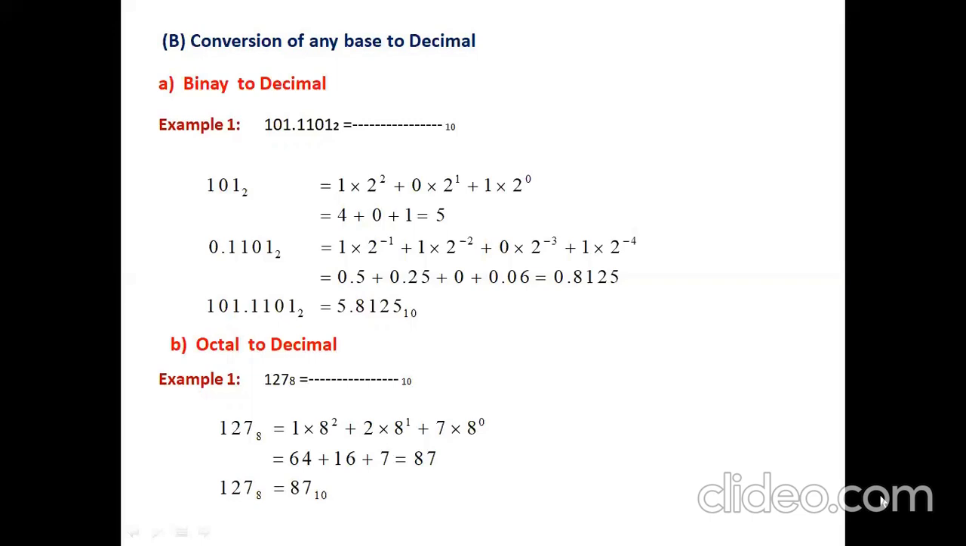So next one is octal to decimal. Binary to decimal is over. Now we are going for octal to decimal. In this also we will follow the same procedure, but instead of 2 we will be using 8. So 127 base 8, where do you have to start? From right to left. You start from 7 into 8 to the power of 0 plus 2 into 8 to the power of 1 plus 1 into 8 squared. Similarly we will do it and get the answer in this way.